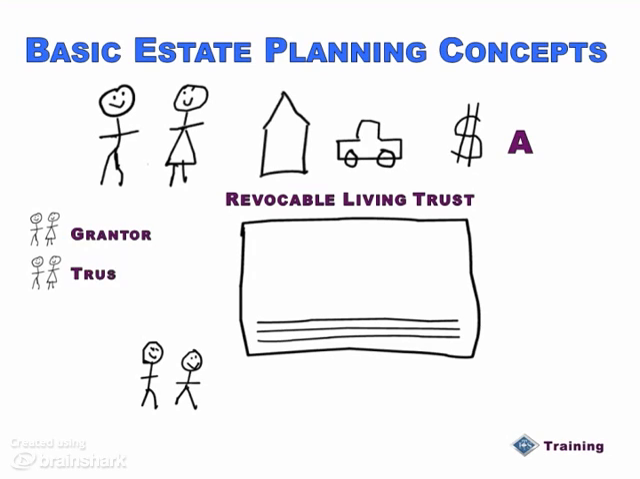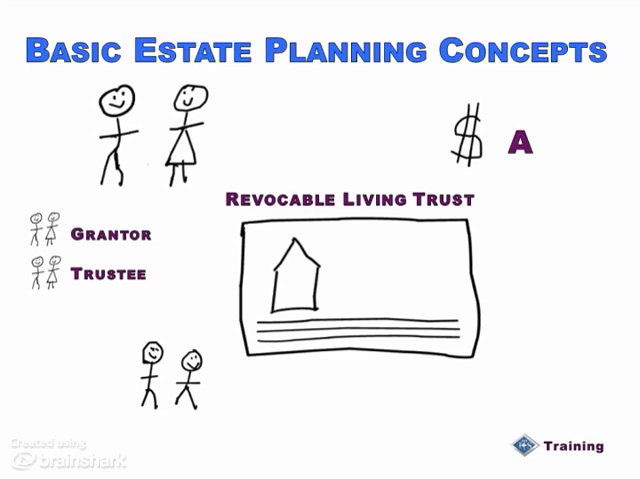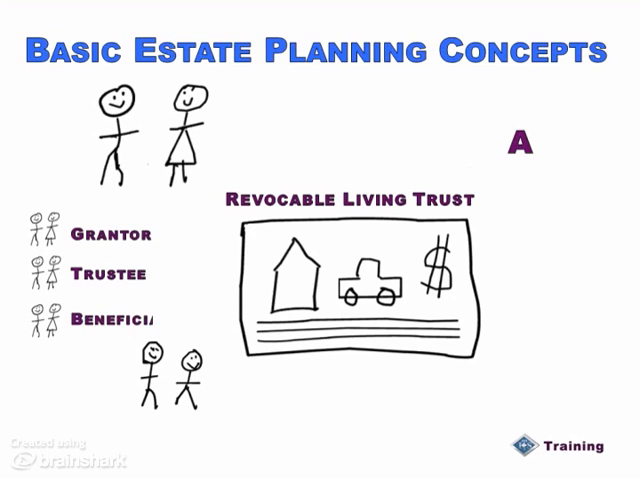Next, you are the trustee. This means that you hold title to the assets that are in your trust. This is why you transfer all your assets into your trust: your real property, your personal property, and your title property. Additionally, you are the beneficiary. This simply means you continue to use and enjoy all your assets.